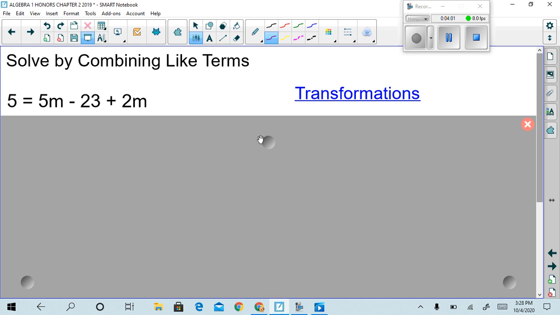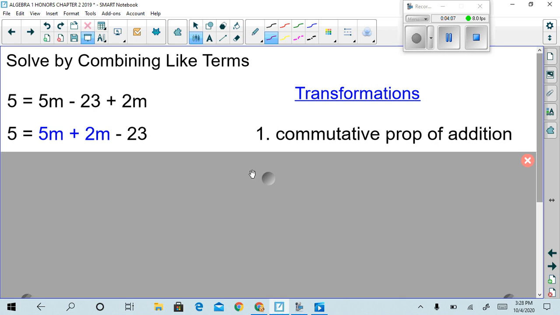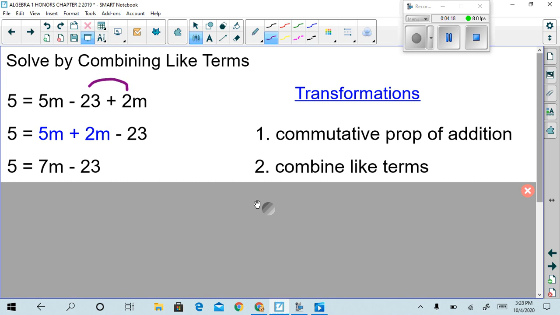5 equals 5m minus 23 plus 2m. My first step is going to use the commutative property of addition. I'm going to relocate and just move these two terms from one space to another. Why did I do that? So I can now easily combine like terms. 5m plus 2m is 7m.